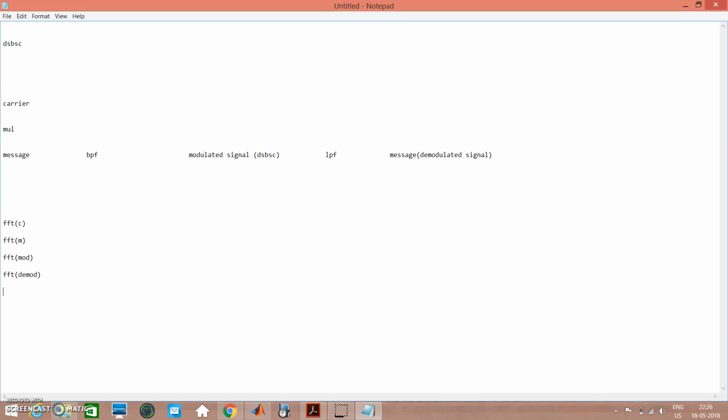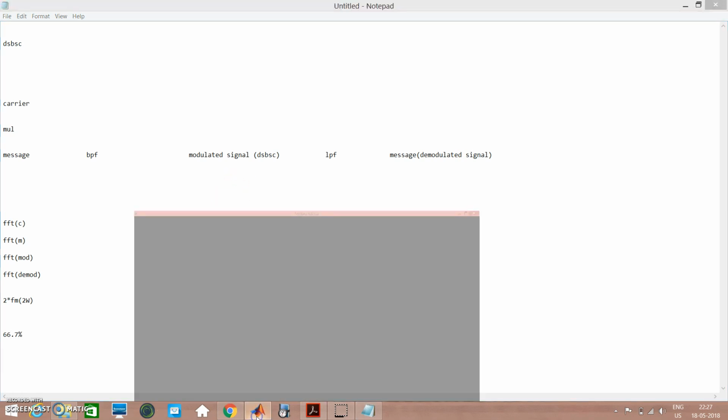Okay, what is the bandwidth? It is 2 times the highest message bandwidth, the highest frequency in the message signal. This is also represented as 2W. It utilizes 66.7% of the power. Now let us see the MATLAB code for this.